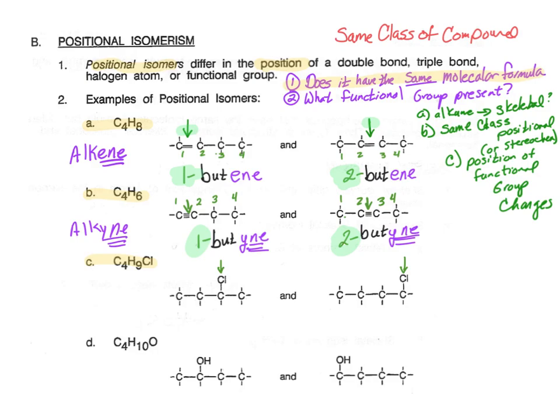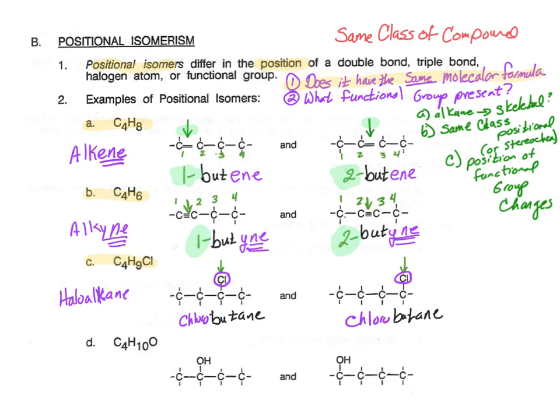Hopefully you chose haloalkane, because we have the right formula for a halogenated compound that is an alkane. So we know that they could possibly be positional isomers. We need to check it with the name. We see that they are both butanes, and they both have chloro groups, so they're both chlorobutanes.